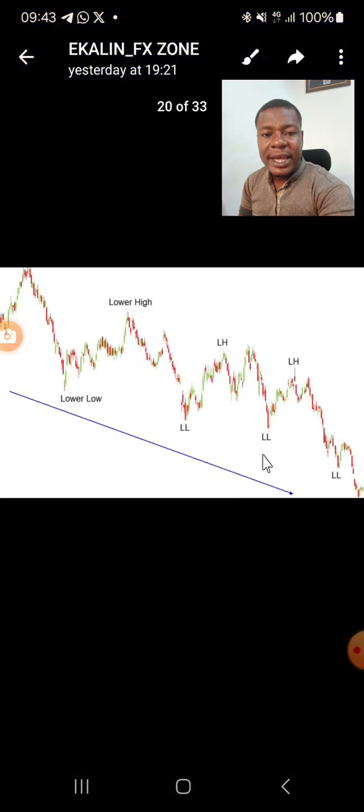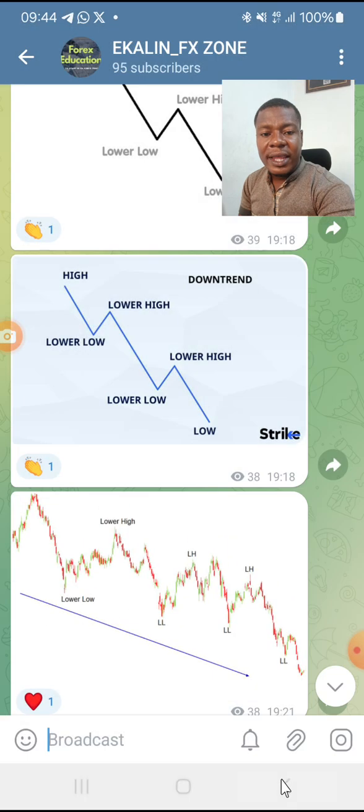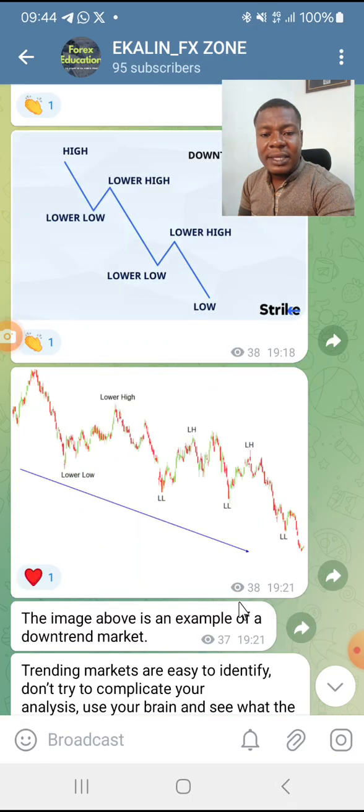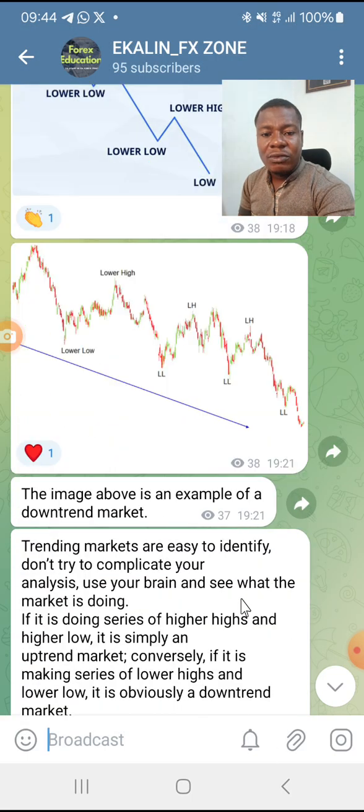So this is a clear example of a downtrend market. You realize that price moved from the highest point to the lowest point, and it was forming a series of lower lows and lower highs, lower lows, lower highs, lower lows, and lower highs, in that order. When we see this kind of pattern, it tells you clearly that the market is in a downtrend.